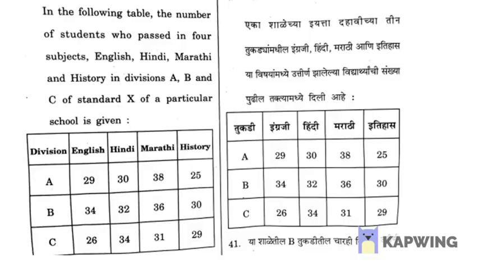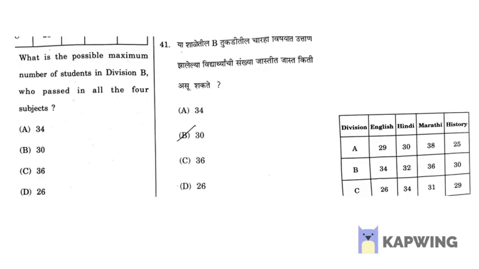Based on this data there were 2 questions. So I'll directly go to the question. If you have not read, please read the questions by pausing the video. So moving on to the question. So friends, the first question on that data was, for your reference I have given the table on the right side. What is the possible maximum number of students in division B who passed in all the 4 subjects?